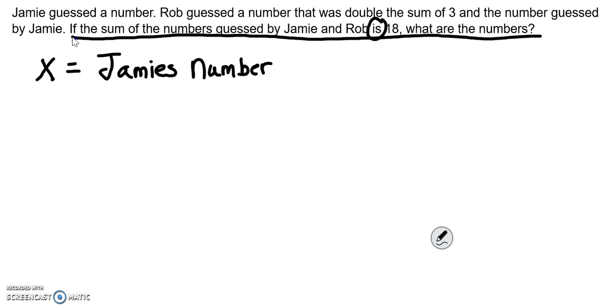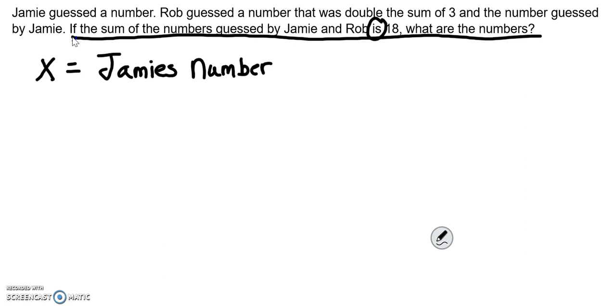We need something that's double the sum. What does the word sum mean? Addition. The answer to an addition problem. So we're going to get the answer to 3 and the number that was guessed by Jamie, and then we're going to double it. Does that make sense? We are going to get the answer to the addition problem of 3 and the number guessed by Jamie, and then we're going to double it.